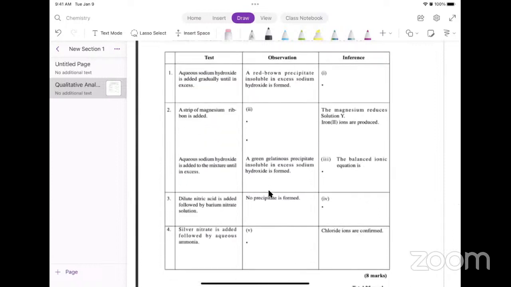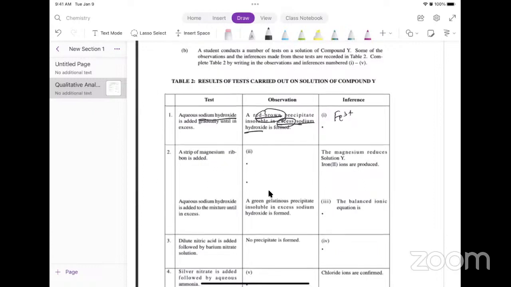So it says aqueous sodium hydroxide is added gradually until in excess. A red-brown precipitate insoluble in excess sodium hydroxide is formed. Important, as excess, red-brown precipitate we're talking about here, right? Now, because it's sodium hydroxide, it's a test for a cation, therefore iron is present. All right, be specific, Dimitri. It's iron 3 that is present, okay? So Fe3+ is present.